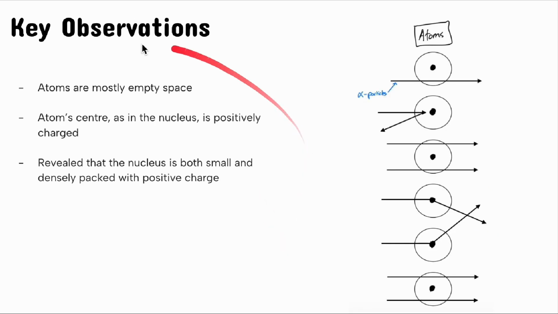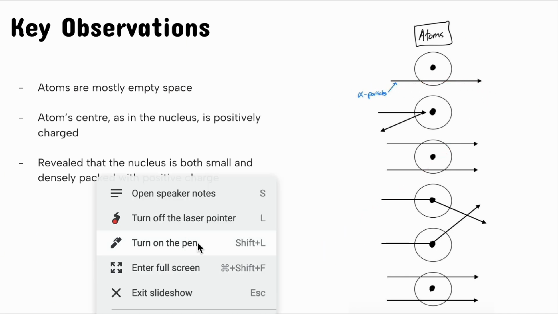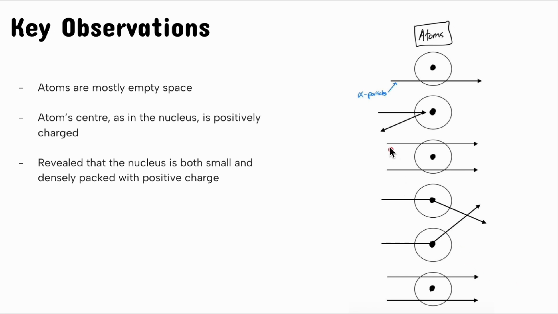Now, these are the key observations made from Rutherford's gold experiment. The majority of alpha particles pass straight through the foil, indicating that atoms are mostly made of space. Some of the alpha particles were deflected at small angles, 10 degrees or less, suggesting the presence of a positively charged nucleus at the atom center. A very small number of particles were deflected at greater than 90 degrees, revealing that the nucleus is both small and densely packed with positive charge.